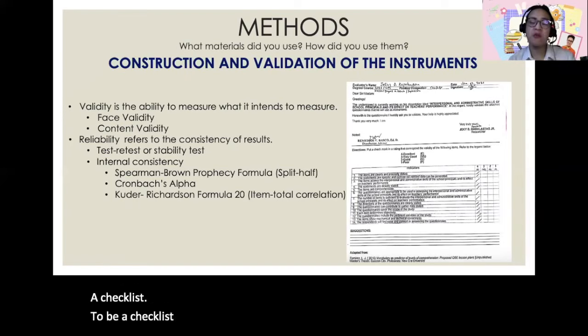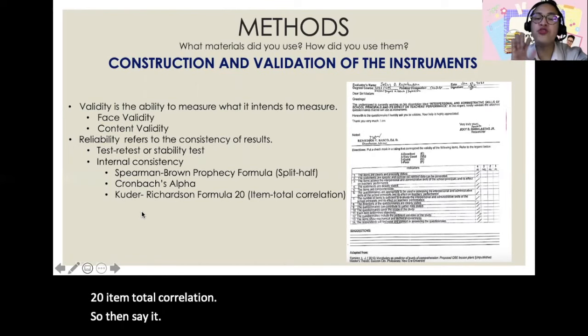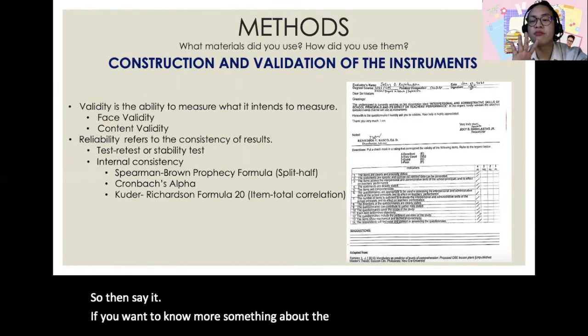If there is a high correlation index, therefore there is a significant relationship. All right. Cronbach's alpha, you may also use that. Kuder-Richardson formula 20, item total correlation. So that's it. If you want to know more something about the following, you can research them. All right. But the thing here that you need to know is the face validity and content validity.